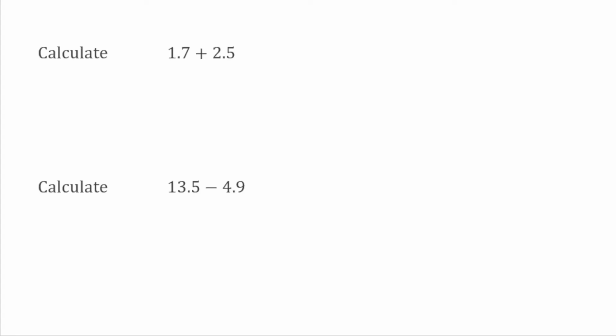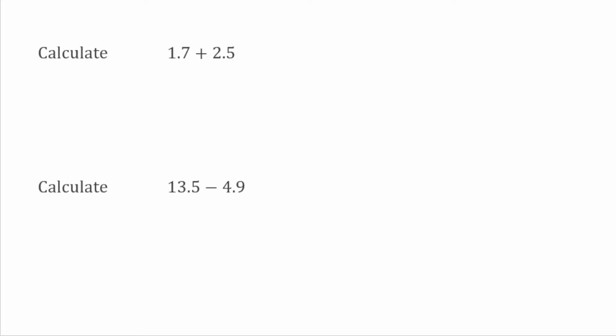Okay, so for today's video, we're going to take a look at adding and subtracting decimals. To do this, we're going to use a method that we used in one of our previous videos, which was actually the column method. If you want to check that video out, I'll leave a link in the description and a card in the top corner. So for this first example, I've got 1.7 add 2.5.